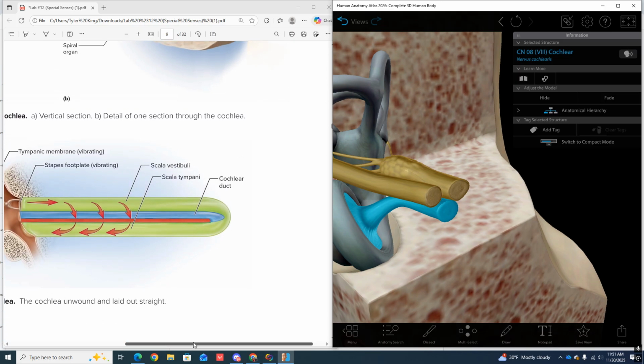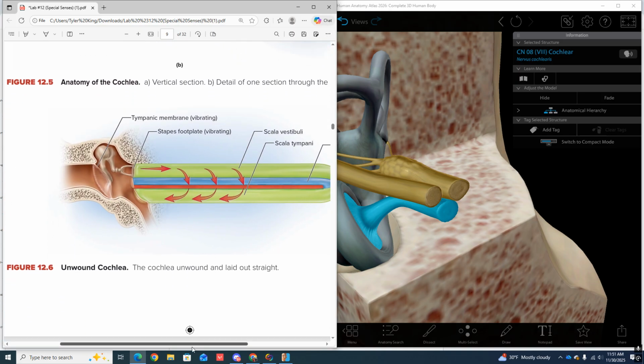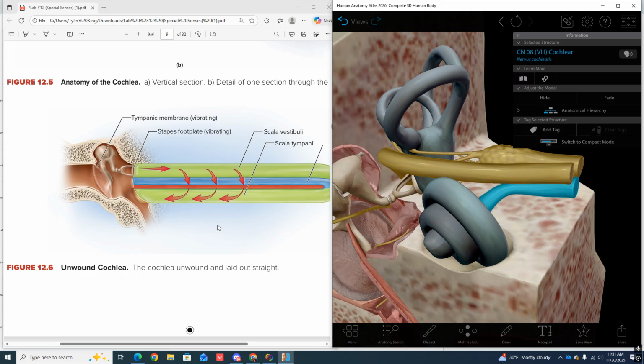And for better understanding, this is what's happening. This is the cochlea if it was unwound and laid out straight. So if we were to unwind the spiral organ here, laid out straight, this is what would happen. So sound comes right here, vibrates the tympanic membrane. It's going to transmit signals from the malleus to the incus to the stapes. Stapes transmits the sound through the oval window. And the arrows here show the direction that it's going.